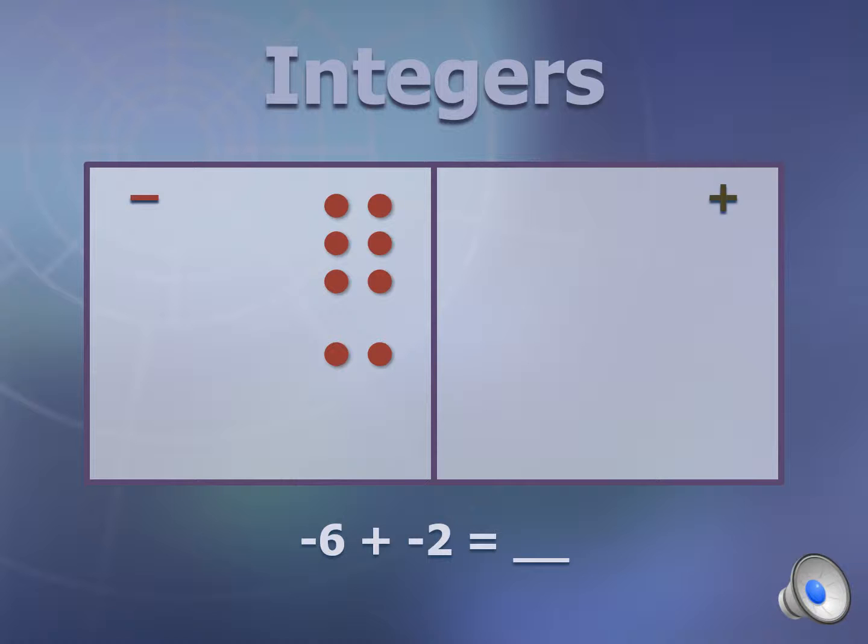So all we would do is just add up the negative counters that we have. So we have 1, 2, 3, 4, 5, 6, 7, 8. So our answer would be -8.